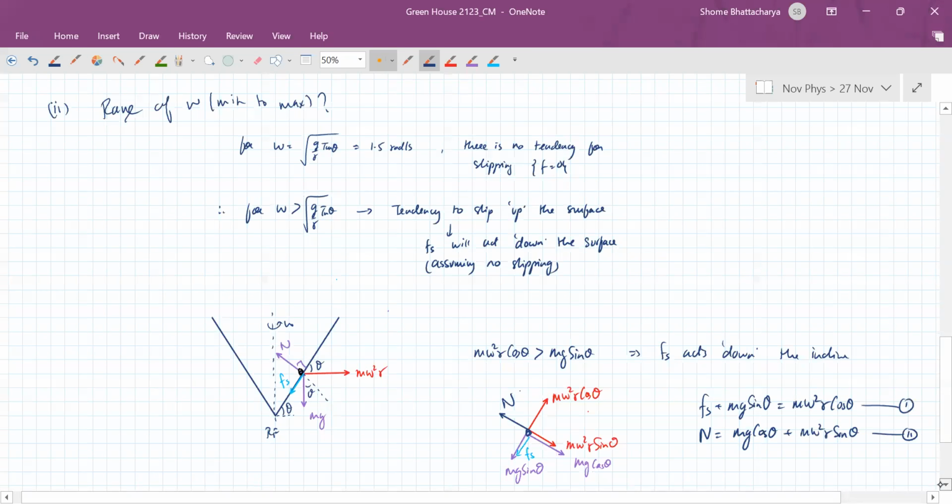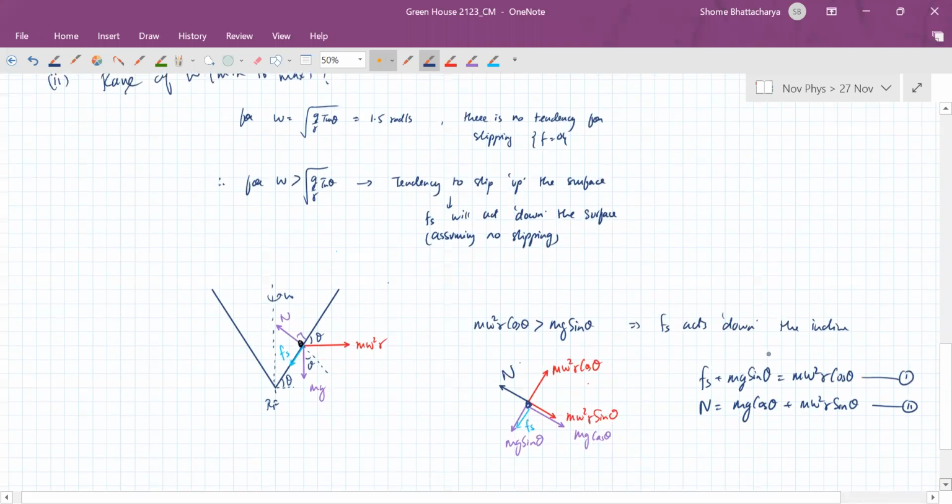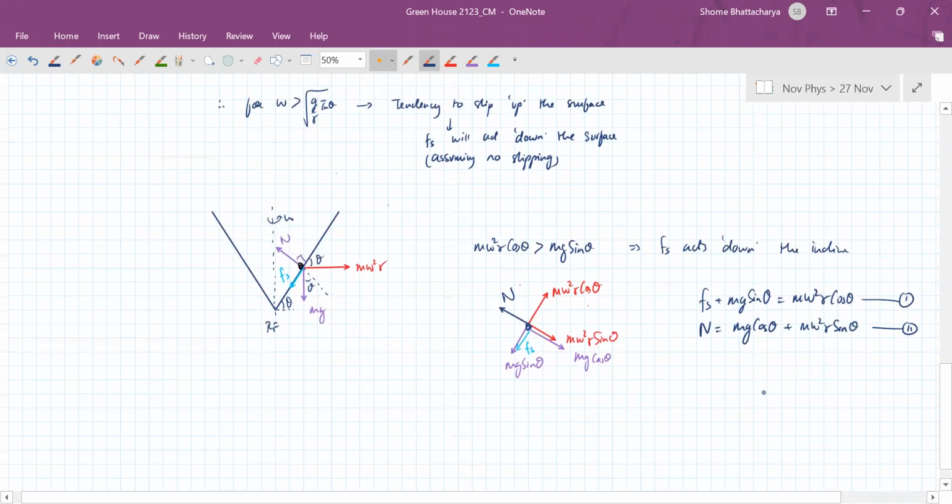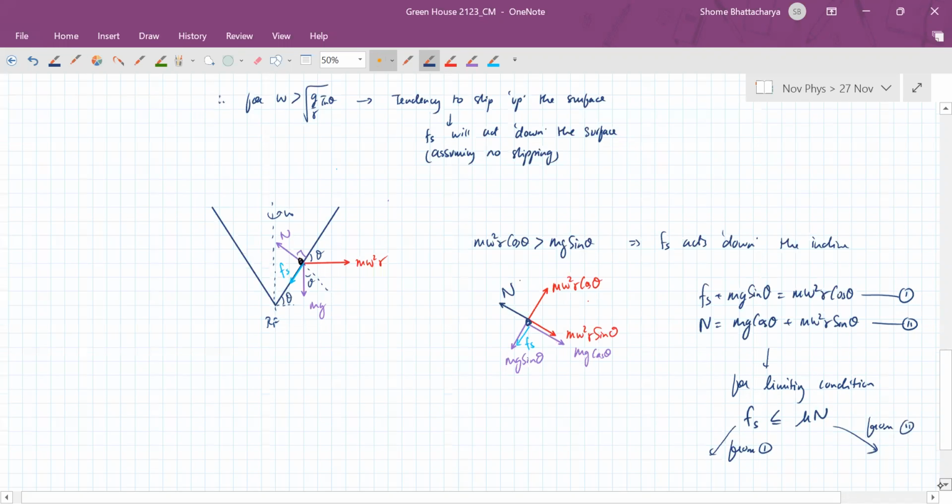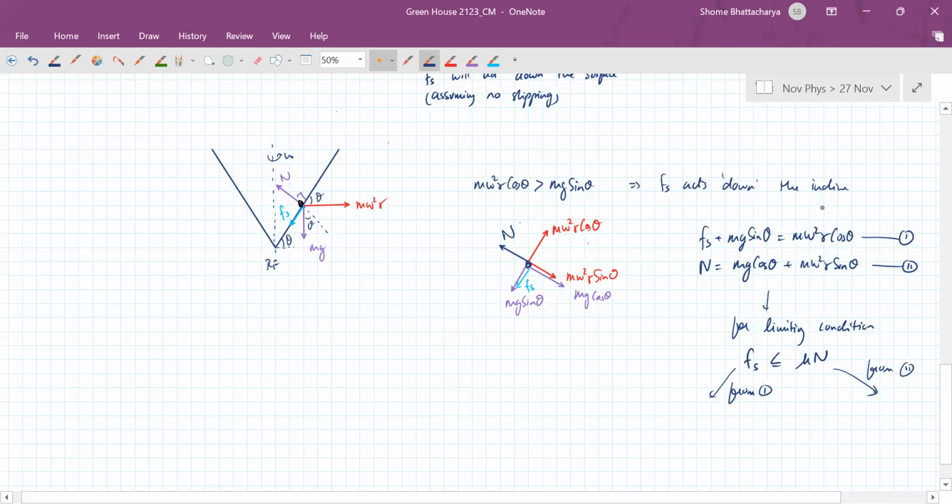So now when we want to calculate the limiting condition, the static friction maximum value is mu N. So from equation 1, we can substitute the value of static friction required to keep it from slipping. And from equation 2, we can substitute the value of normal reaction available. And from that, we can get the limiting value of omega.